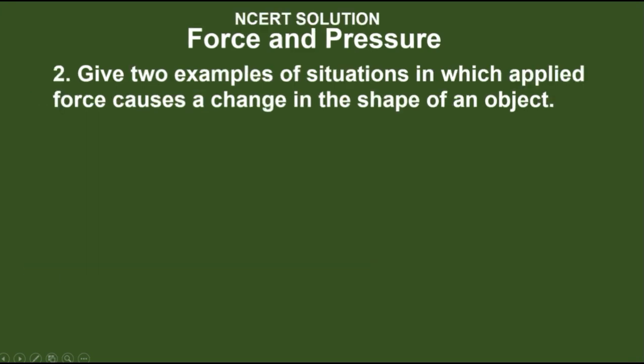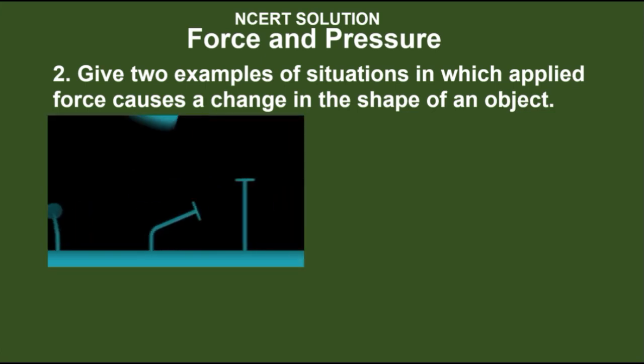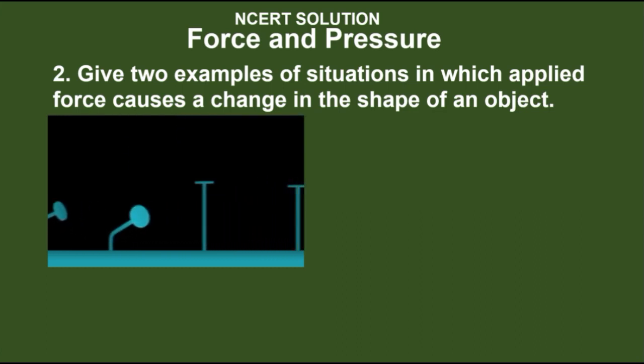Next question. Give 2 examples of situations in which applied force causes a change in the shape of an object. Right? Change in the shape. Remember, force causing change in the shape. And on many occasions we see this throughout, right? I want you to write your own examples, not the examples which I am telling here. So here I am simply taking one example: generally when we hammer, we miss the target and then the nail gets bent. That's one example of change in shape.